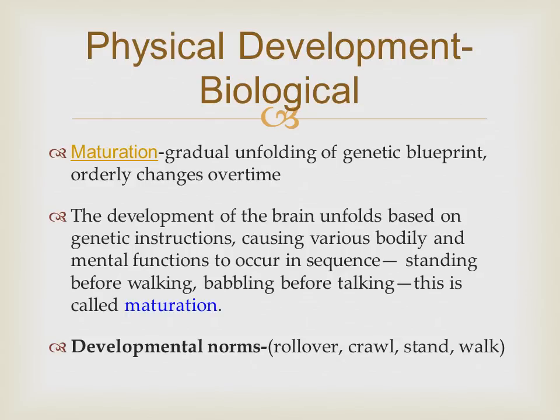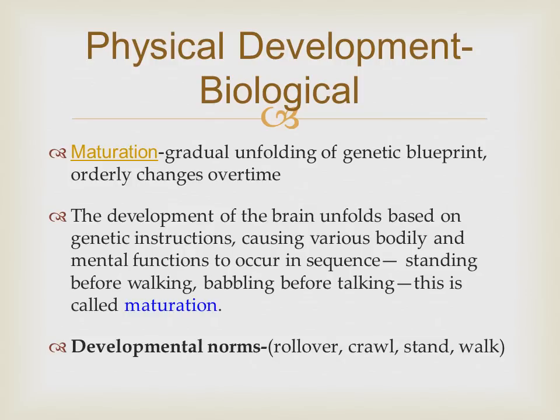The events that are going to have to take place are that you're going to have to learn to hold your head up, you're going to roll over, you're maybe going to be able to push your arms up, and then you're going to slowly begin the army crawl, and then you'll be able to stand, and then you're going to be able to walk. So this happens in a sequence of events. The development of a brain unfolds based on genetic instructions, causing various bodily and mental functions to occur in a sequence. Standing before walking, babbling before talking, this is called maturation. So you're going to say da, da, da, da before you're able to say dad.